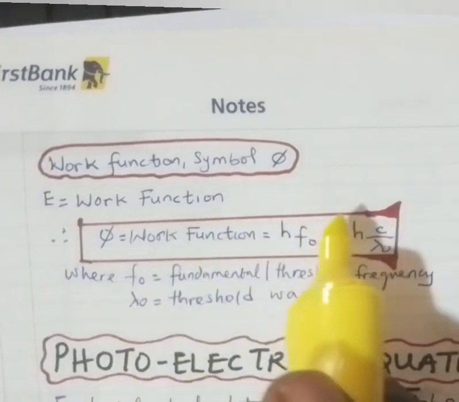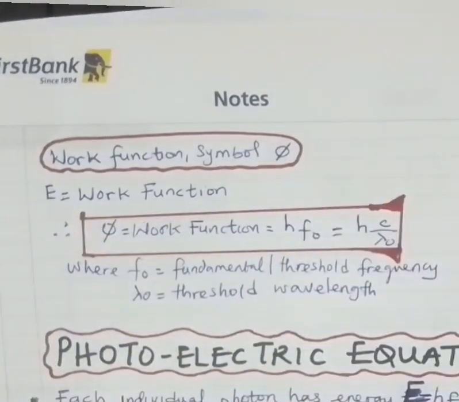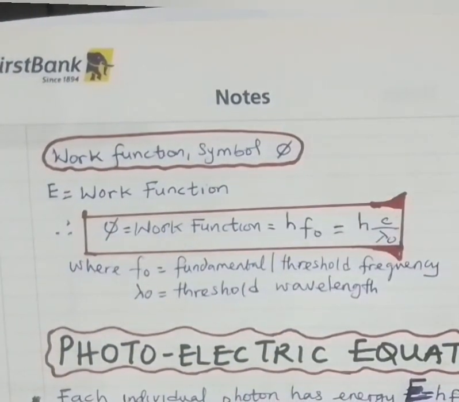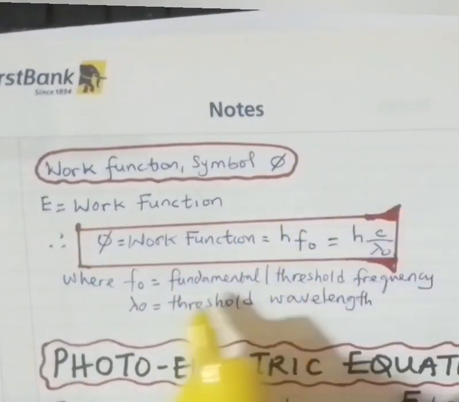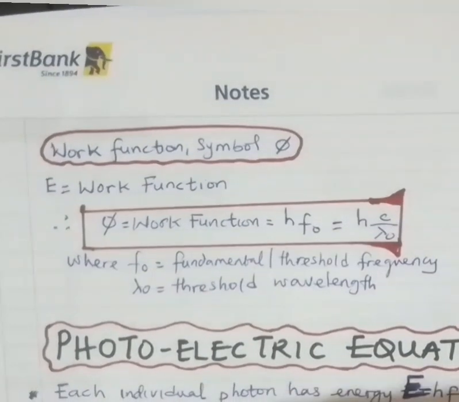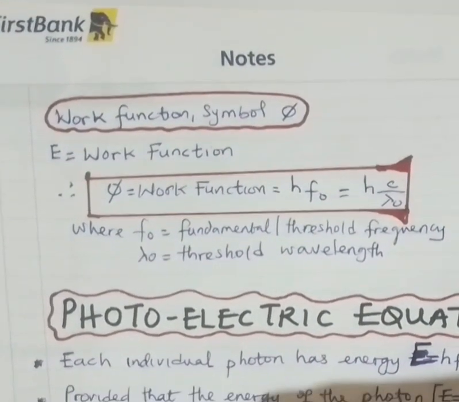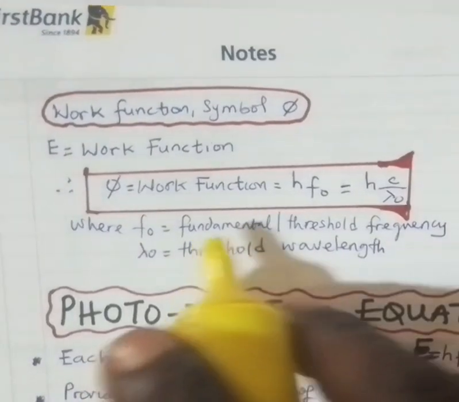Once the energy is overcome, then the electrons will leave the surface of the material or the metal. So the incident light energy must be greater than this energy, or equal to it, before the electrons can be ejected from the surface of the material. Now please take note of this formula, very important.